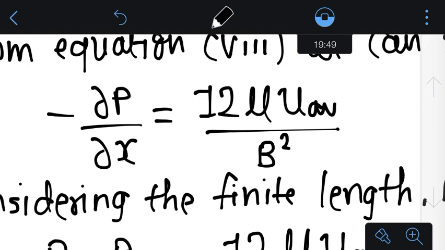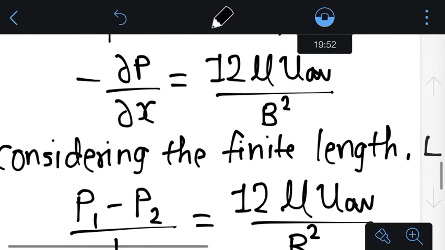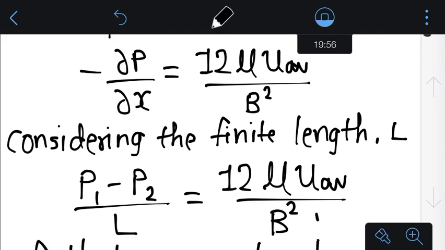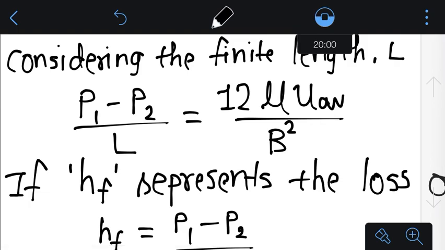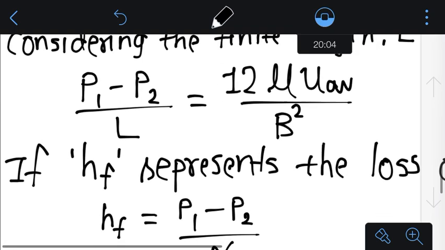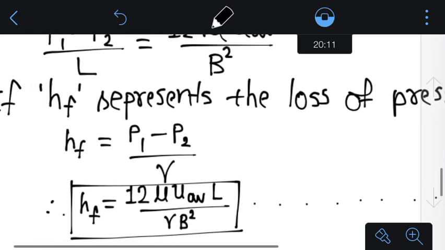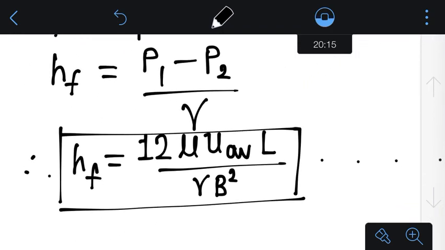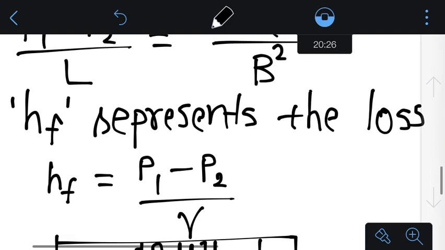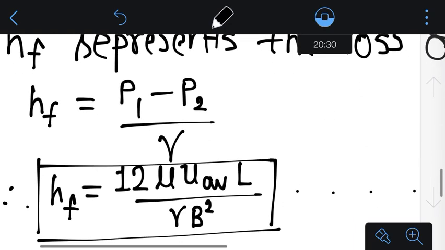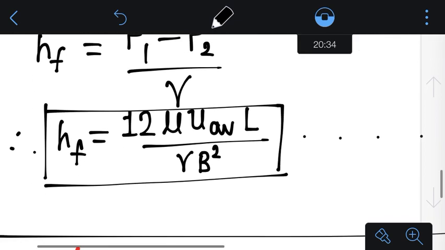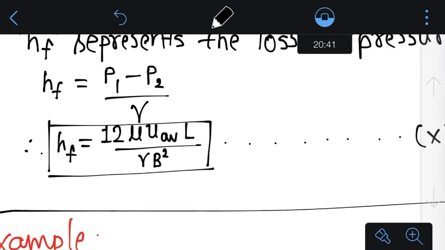For pressure drop, first of all we have to consider some finite length of this plate. Considering a finite length, let's say capital L, the pressure drop P1 minus P2 for length L will be equal to 12 into mu u average upon B square. If HF represents the loss of head or loss of pressure head, then HF would be equal to P1 minus P2 upon gamma, where gamma is the specific weight of the flowing fluid. So HF would be equal to 12 into mu into u average into L upon gamma into B square, because if you substitute the value of P1 minus P2 in this form, then gamma will come in the denominator and L will be multiplied in the numerator. So the head loss of pressure head would be equal to this form, which is equation number 10.